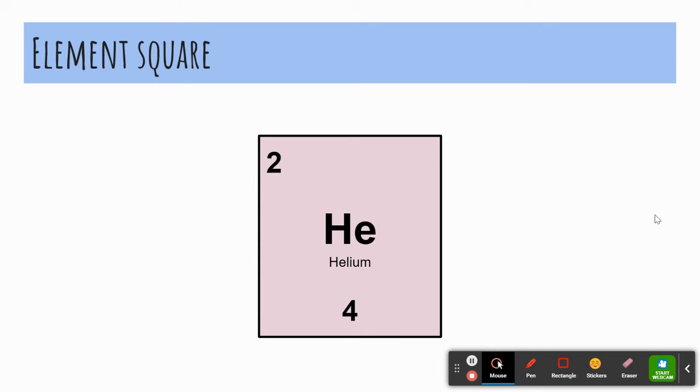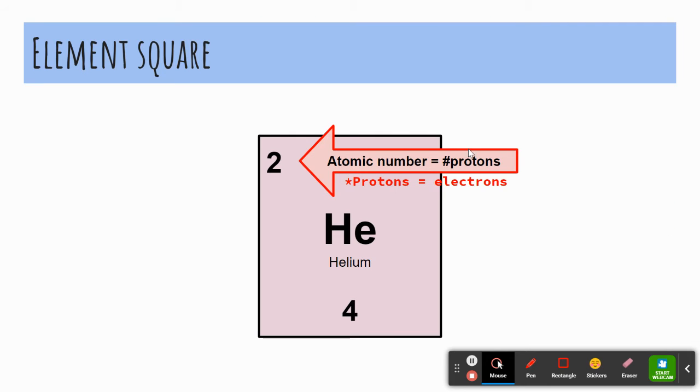All right, so let's look at this again. This is a different element. This is helium. So the atomic number, remember, is right here, and this tells us how many protons we have. This also tells us the number of electrons. So again, the atomic number tells us the number of protons and the number of electrons. So make sure you fill that in on your notes.